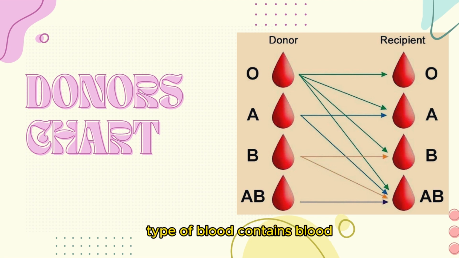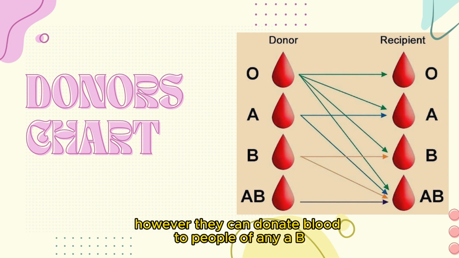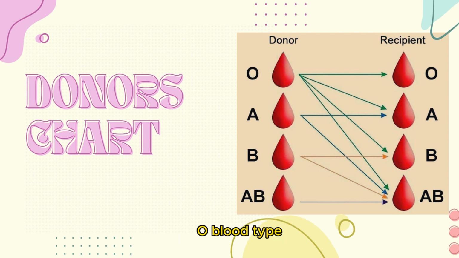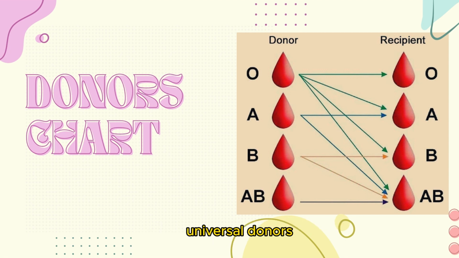Type O blood contains both anti-A and anti-B antibodies, so people with type O blood can only receive type O blood. However, they can donate blood to people of any ABO blood type. That's why individuals with type O blood are called universal donors.